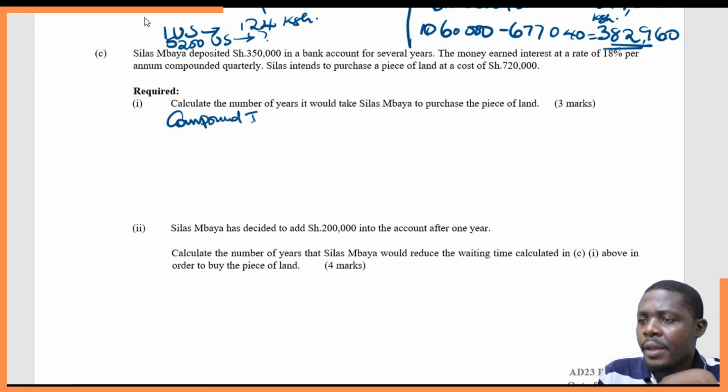Compound interest amount is usually given as principal into 1 plus r over 100 raised to power n.